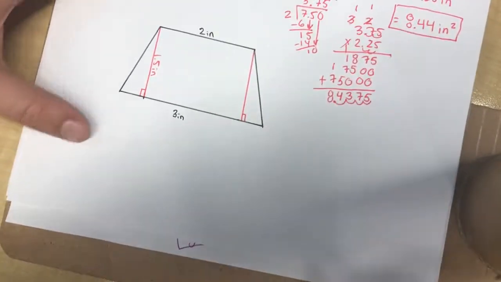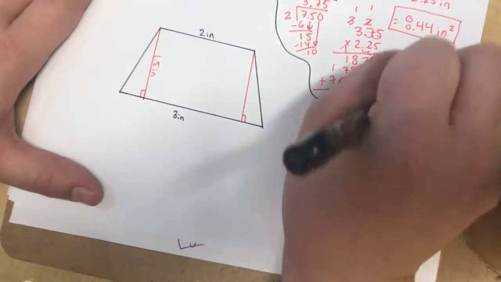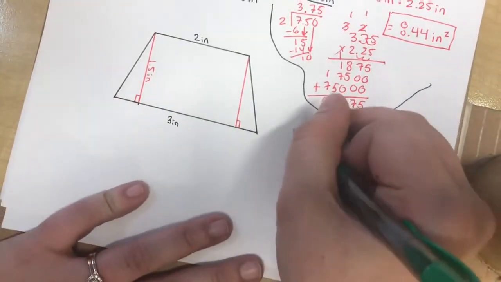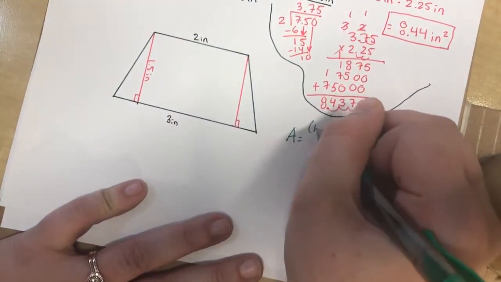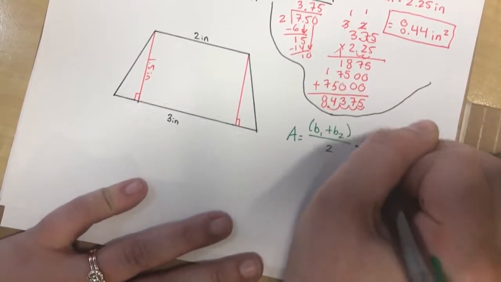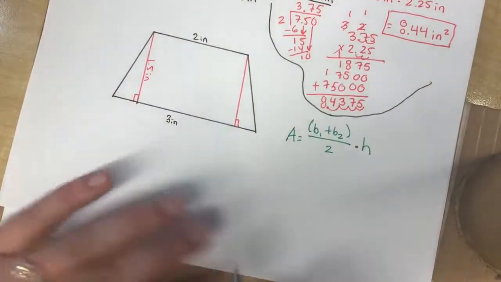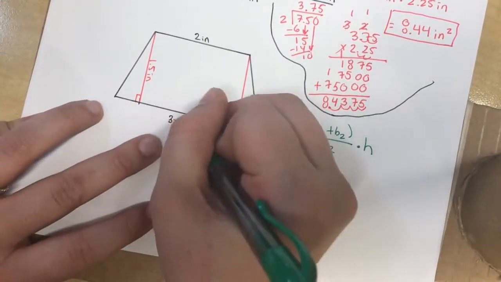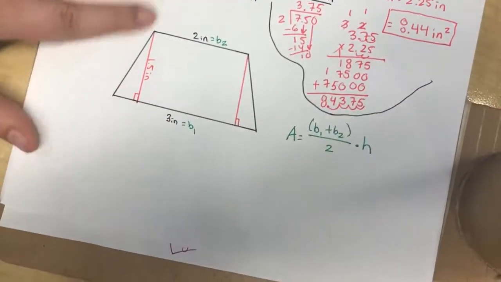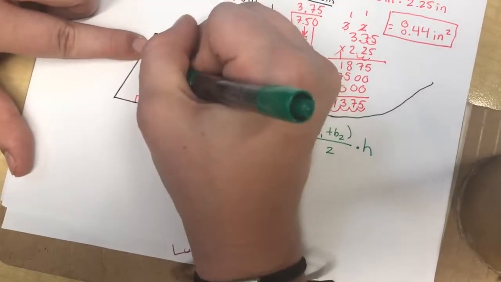Let's do one more example. There we go. Okay, so I'm going to rewrite my formula. And I'm going to identify my parts. So here's base 1. Here's base 2. And my height has to be perpendicular, so it must be this.